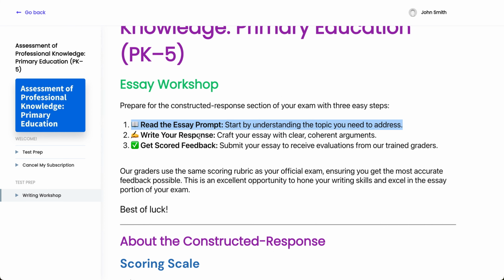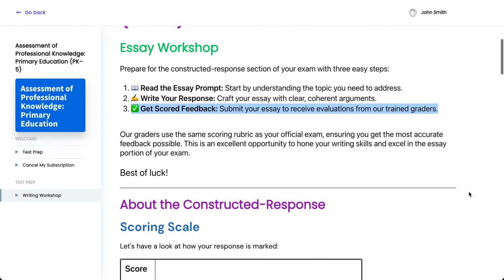First, you want to read the essay and then write your response, and it's really neat because we have created and trained an AI essay model on the same rubric in order for you to write a real response and get instant feedback and a score just like you'll receive on test day from your actual exam administrators.